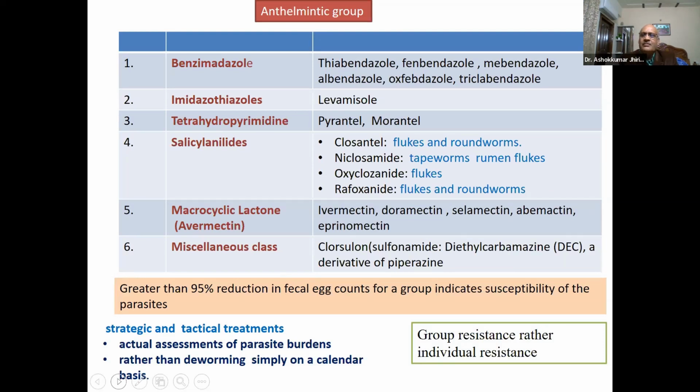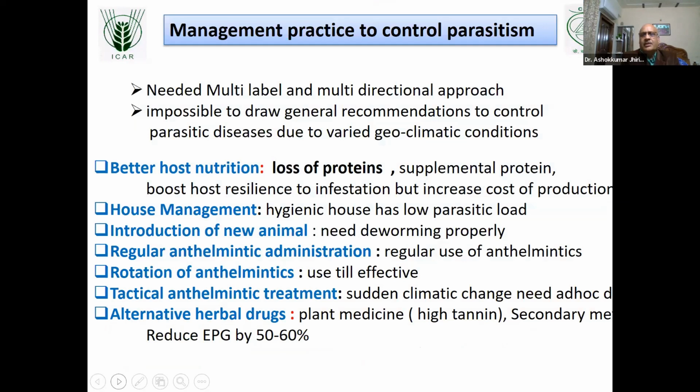periodically, or you have to use them in such a way that you are not developing anthelmintic resistance in the parasites. Anthelmintic resistance means: a drug which eliminates more than 90 to 95% of the parasites is a susceptible drug, or it is a good drug. If it is not able to eliminate them, it means it is a resistant drug. So in the resistance stage, if you want to change the medicine, you change the class of the anthelmintic, not a derivative from the same class. Means you have to change the class of anthelmintics. So now we are coming to the different management practices. It is very important.